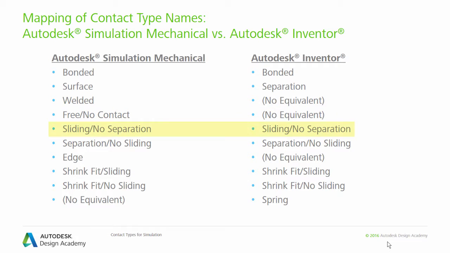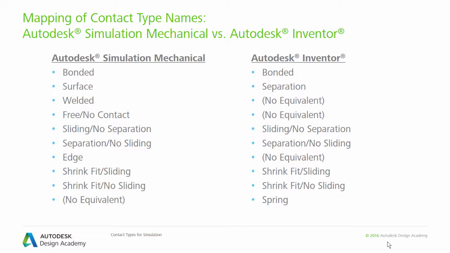Both programs support sliding contact without separation, sometimes referred to as sticky or no bounce contact, and separation without sliding, sometimes referred to as rough contact. In addition, both programs support shrink fit contact with or without sliding allowed. This type of contact captures the interference forces between parts mated with a shrink fit condition, where the shaft diameter initially is greater than the hole diameter.